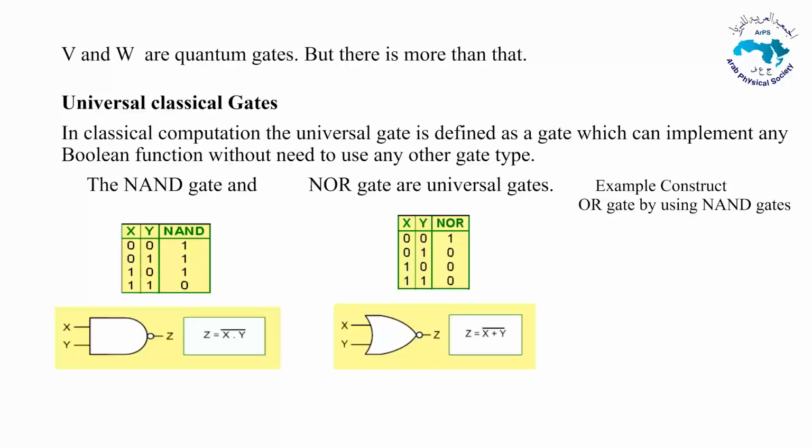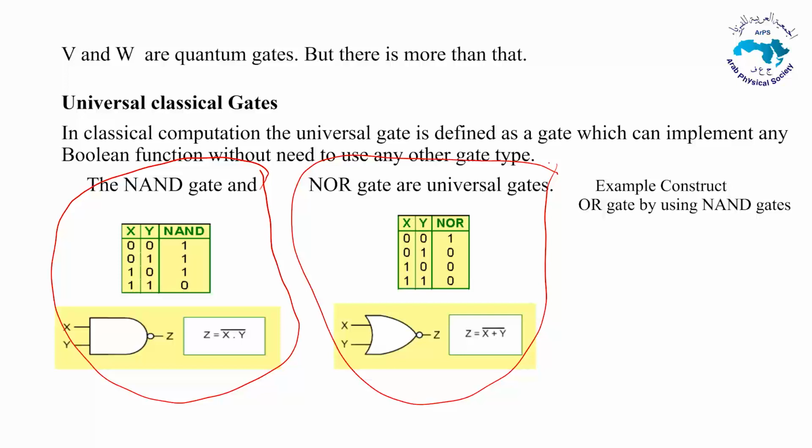So in classical computation, the universal gate is defined as a gate which can implement any Boolean function without needing to use any other gate type. That means this NAND gate, for example, is a universal gate in classical computation. That means your computer can be realized with NAND only. And this is not the case for a quantum gate.